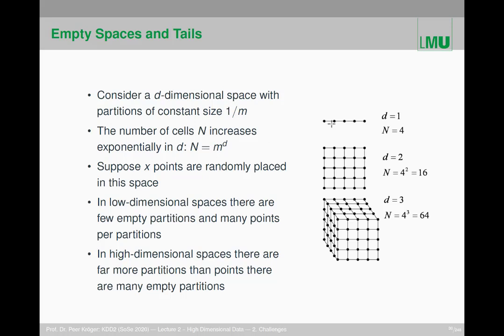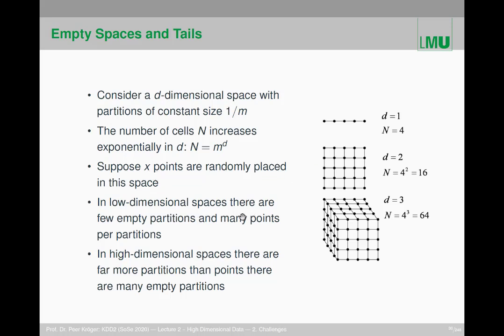So if you just have one feature and you spend 1, 2, 3, 4 cells, you have 4 cells. And then if you take 4 cells in each of the 2 dimensions here, you end up with 4 times 4 cells, two-dimensional cells, which are 16. And in the 3-dimensional case, you have 4 times 4 times 4, it's already 64, and so on and so on. Now suppose you place x points randomly in all those spaces. X is fixed, the number of points is fixed.